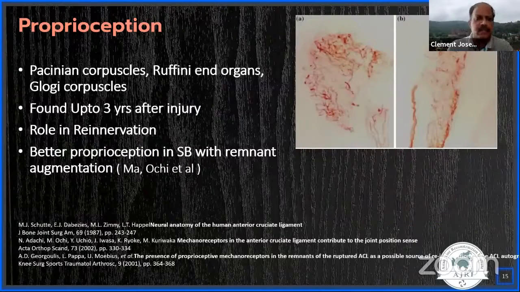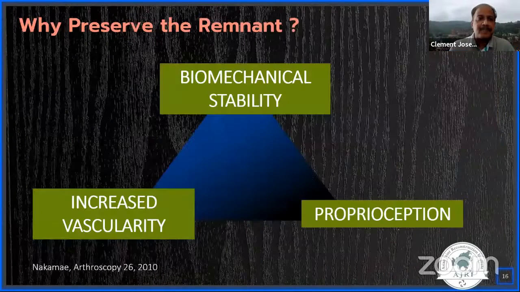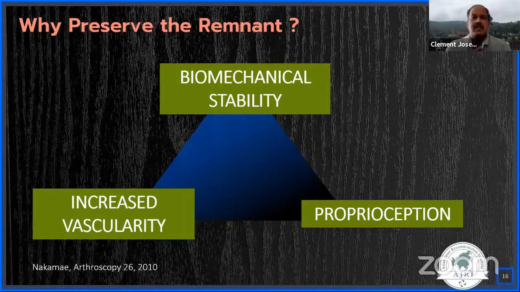Similarly, a lot of studies have found the presence of mechanoreceptors like Pacinian corpuscles and Ruffini organs in ACL remnants, and they are found even 3 years after an injury. So probably the remnant can have a role in proprioception and also in re-innervation of the ACL graft following surgery. So it's important to preserve the remnant because it can improve the biomechanical stability. It can provide increased vascularity, thereby better healing of your grafts. And it can also improve the proprioception so that the stability and coordination can be better in the ACL reconstructed knees.